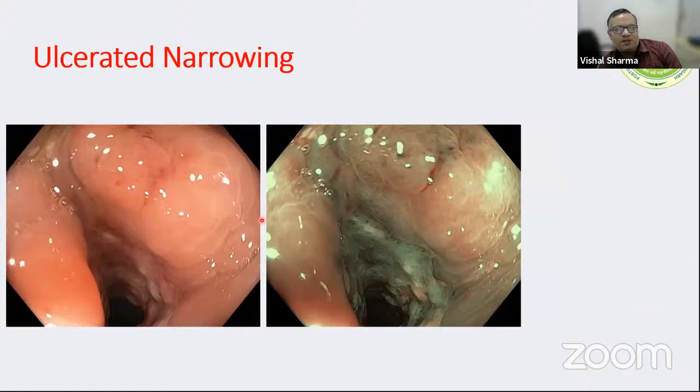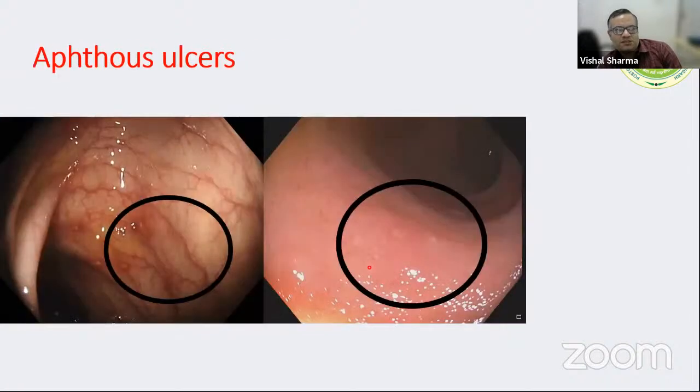Ulcerated narrowing can happen in both TB and Crohn's disease. So you can see an ulcer and there is some narrowing here. The endoscope could not be taken beyond this area. This can happen in both TB and Crohn's disease. More of these small ulcers, you can see that there is an ulcer and there is a reddish area around this. This is what we call the aphthous ulcer.